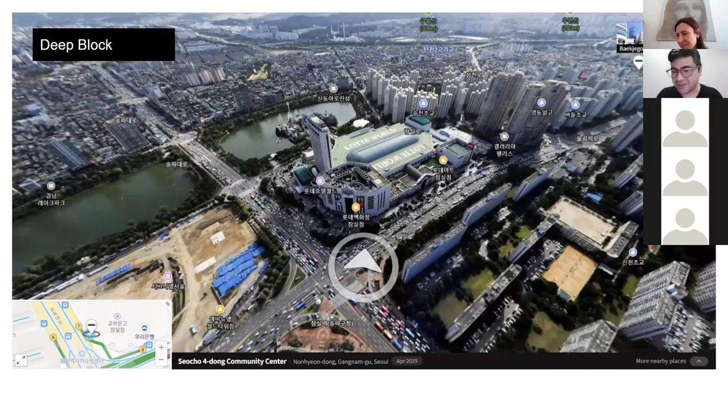The shell itself, I would say, is not significant in terms of architecture, because what you're experiencing inside is completely different than what you see outside. And again, there are many of these deep block conditions in Seoul where a single shell takes over an entire block. An entire block here is about 300 meters by 300 meters. Or for example, COEX is 600 meters by 300 meters. That's one single deep block, right?